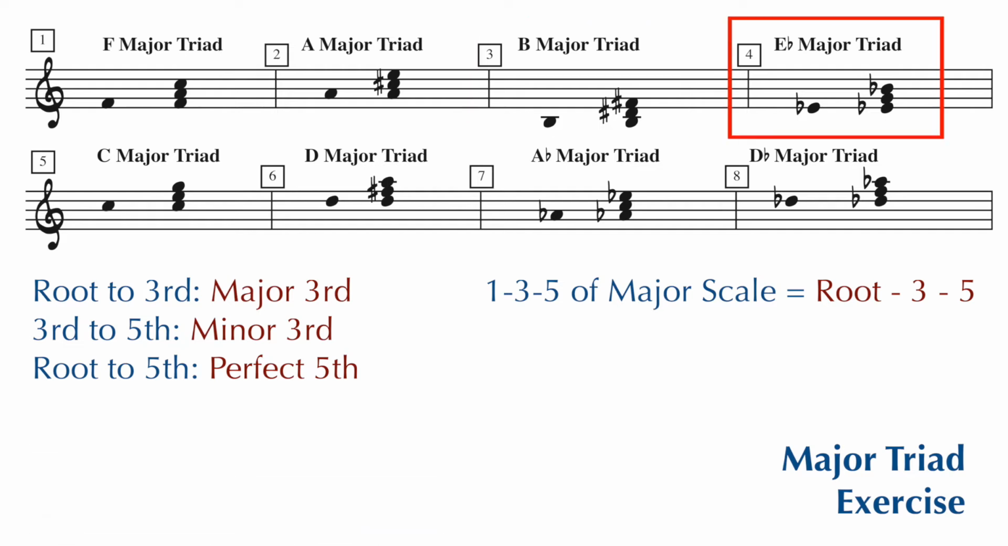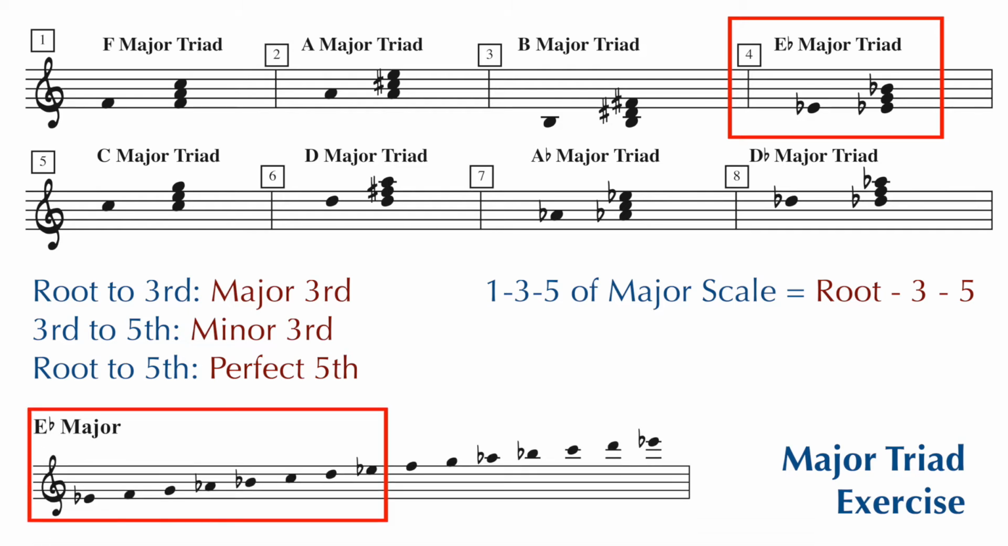Number 4, we have an E flat major triad. This time let's build a scale. Construct an E flat major scale. 1, 2, 3, 4, 5.